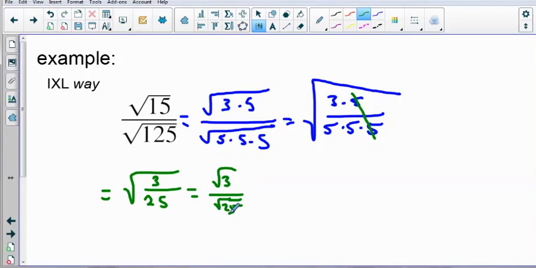Well, the square root of 25 simplifies. The square root of 25 is 5, and I end up with the answer being the square root of 3 over 5. So that's fine. There's no radical in the denominator. I didn't have to rationalize anything. I did it IXL's way, and for some people, they like to do it that way, and that's fine. You can do it that way.